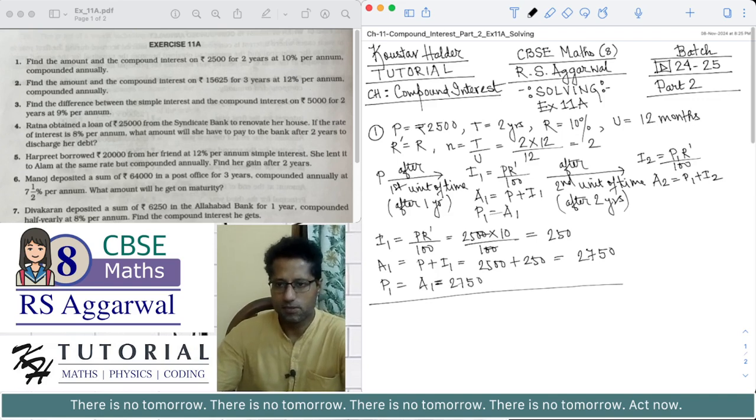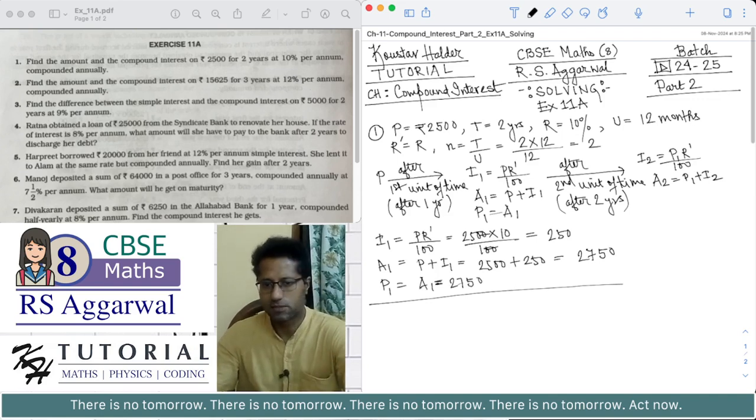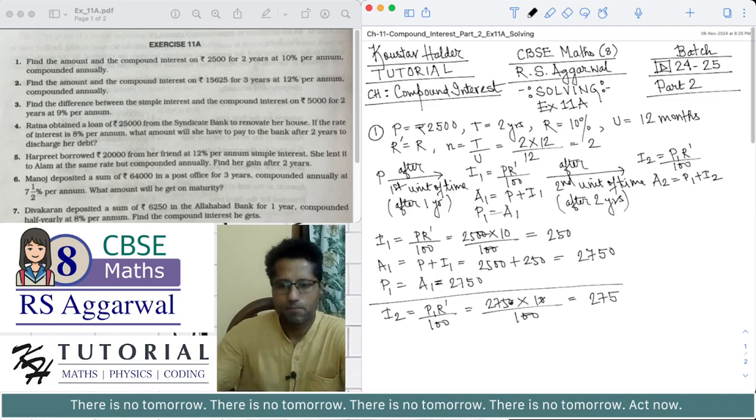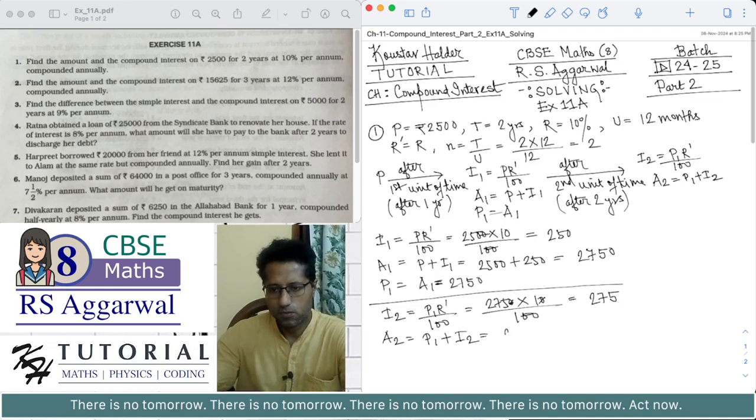Okay. So this is the calculation of interest, amount and principal at the end of the first unit of time. Let's calculate the same things at the end of the second unit of time, or the last unit of time. So I2 will be P1 R dash by 100. This is equal to P1, which is 2750, multiplied by 10 divided by 100. So this is equal to 275. So A2 will be equal to P1 plus I2, which is equal to 2750 plus 275.